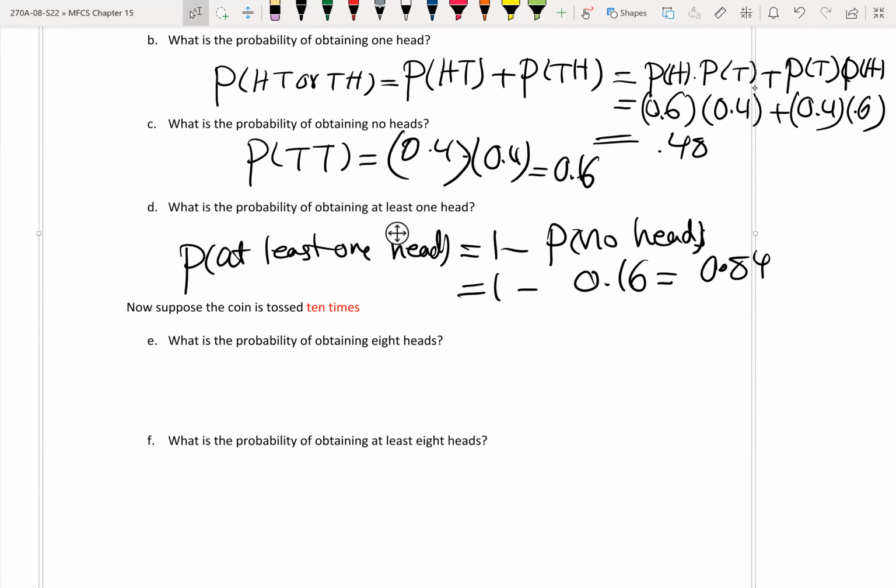Okay. Question here. The next one is more fun, huh? This time you're tossing 10 times. So this is more fun. What's the probability of obtaining 8 heads? 0.6 to the power of 8, and then not plus, because you need 2 more tails. So it's 0.4 squared times.